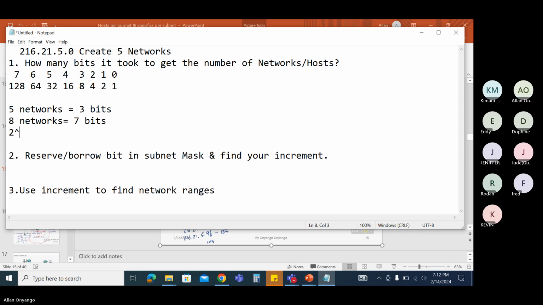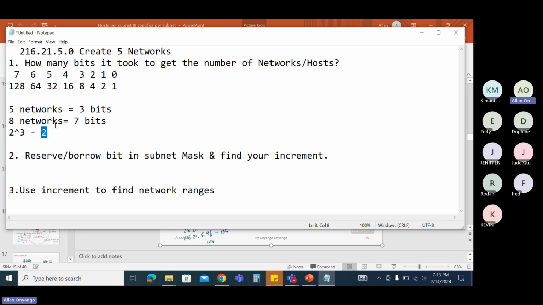2 to power n, then minus 2. You remember that formula, the first formula? 2 power n minus 2, okay? Whereby, actually the n will be the bits there. If you take 8 networks, 8 is 2 to power 3. So replace here n with 3. 2 to power 3 is what? 8. Then 8 minus 2, 6.